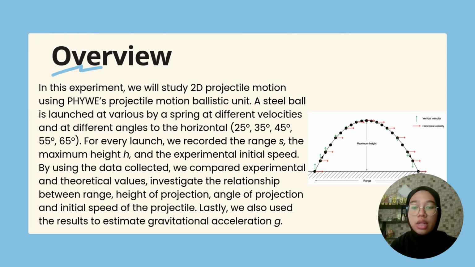Once we have collected the data, we compare the experimental and theoretical values. We investigate the relationship between the range, the height of projection, the angle of projection, and the initial speed of the projectile. And last but not least, we also use this result to estimate the gravitational acceleration g.